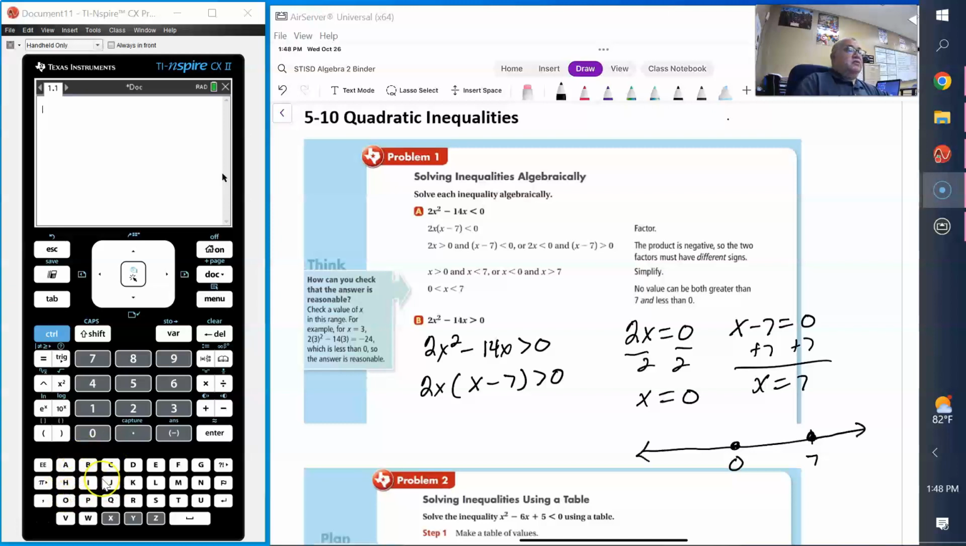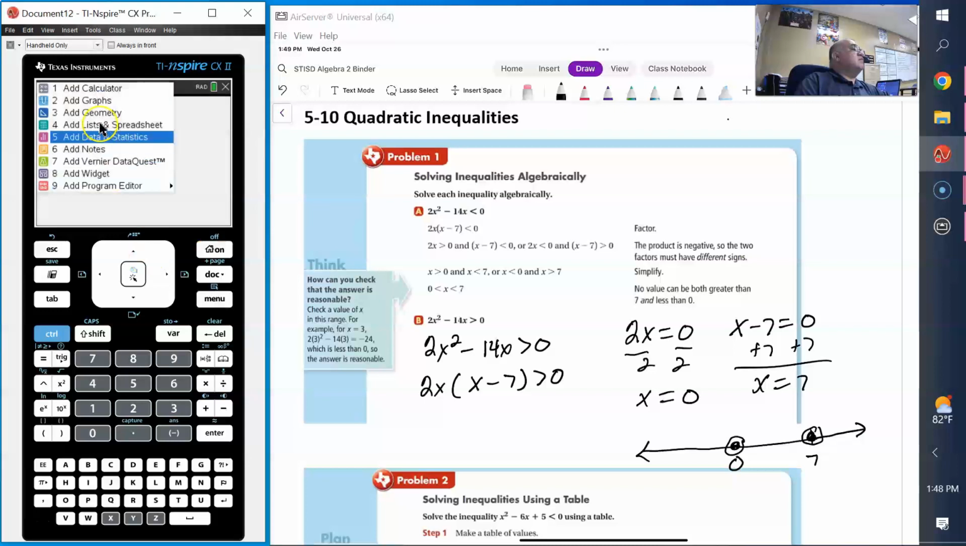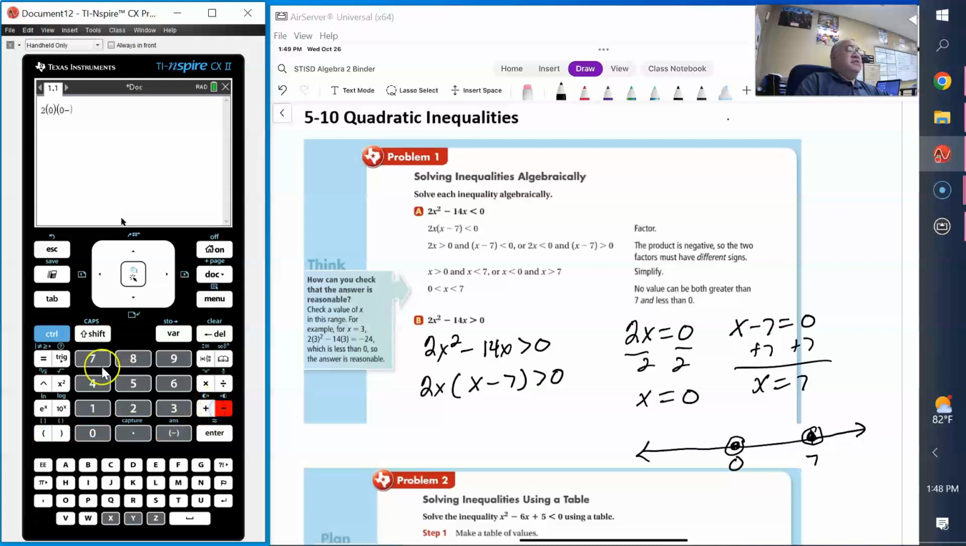Of course, it's never going to equal 0, so it's going to be an open circle here and an open circle here. What I'm going to do is test anything that's to the left of 0. So I have 2 times 0, parentheses 0 minus 7, replacing the x with 0. Oh, yeah, that won't work, so we're going to use negative 1. A number to the left of 0 is negative 1.